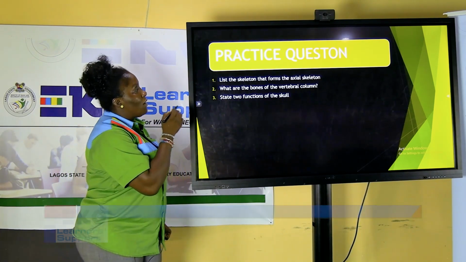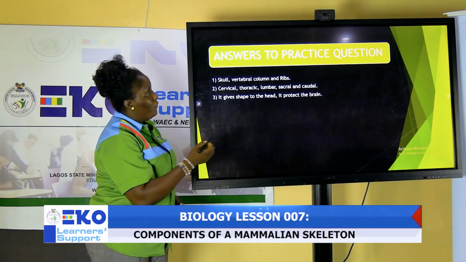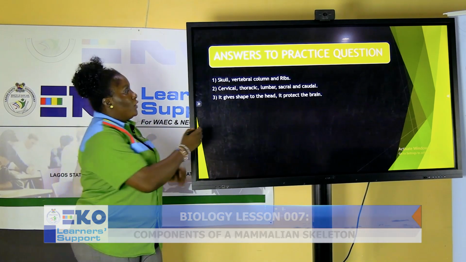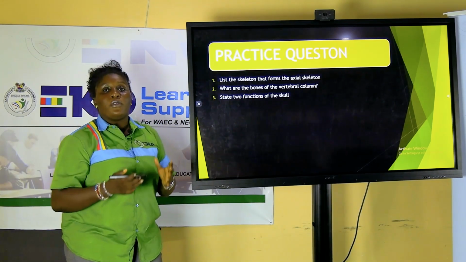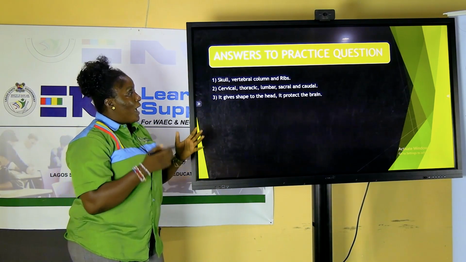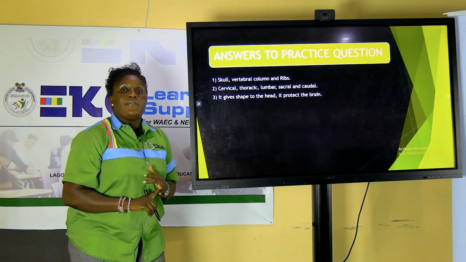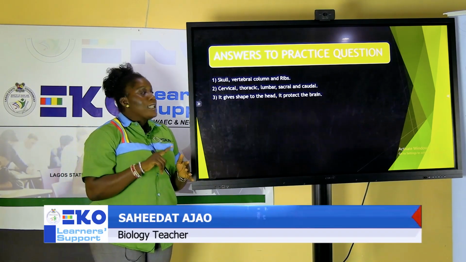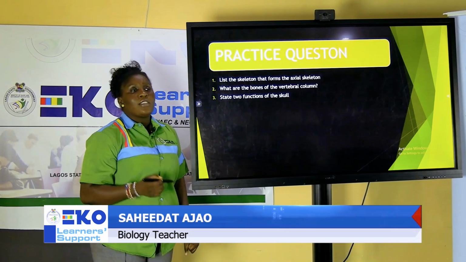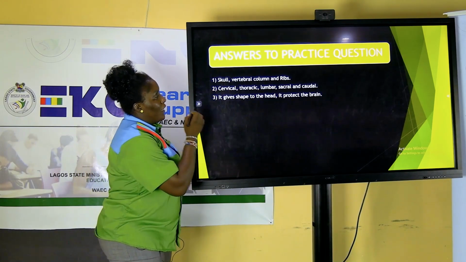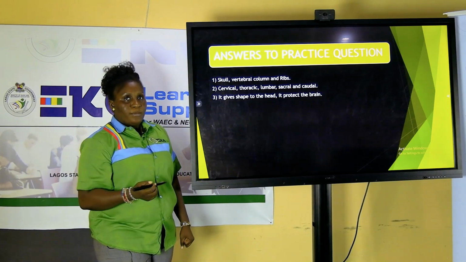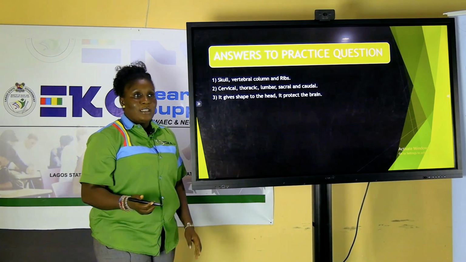The axial skeleton is made up of the skull, the vertebral column, and the ribs. Number 2 question says, what are the bones of the vertebral column? Don't forget that the bones of the vertebral column are the cervical vertebrae, the thoracic vertebrae, the lumbar vertebrae, the sacral vertebrae, and the caudal vertebrae. And number 3 says, state 2 functions of the skull. It gives shape to the head, and it protects the brain. I hope you've learned from today's lesson.